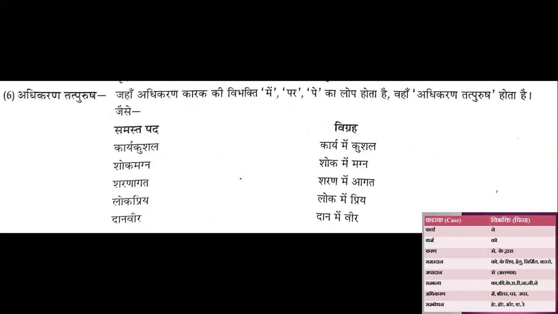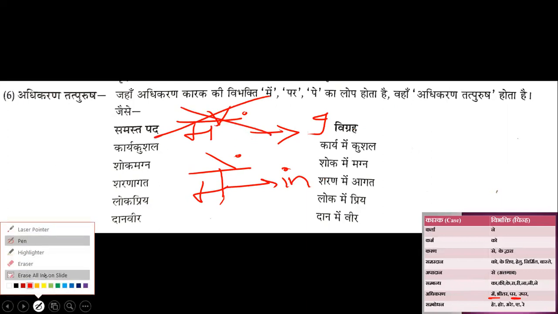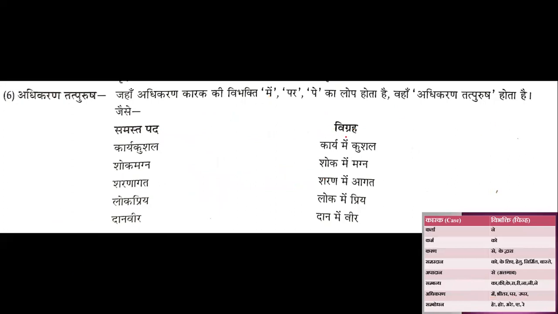Adhikaran Tatpurush. Adhikaran, see, me, par. Important note: there are two kinds of me, me meaning I and me meaning in. Two very different meanings. We don't use the first one; it has nothing to do with samas. What we are going to use is me, which means in. Par means on. So you can remember this as a preposition kind of thing: in, on. So me and par here. Adhikaran.